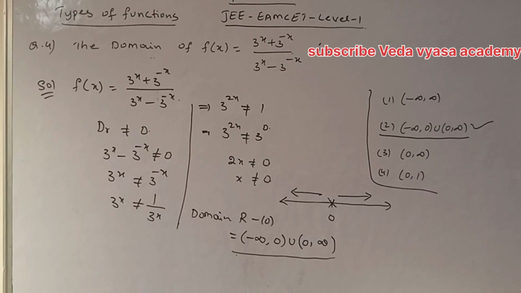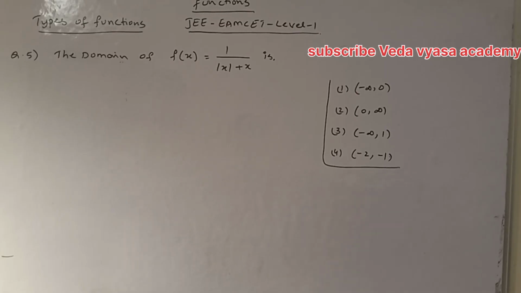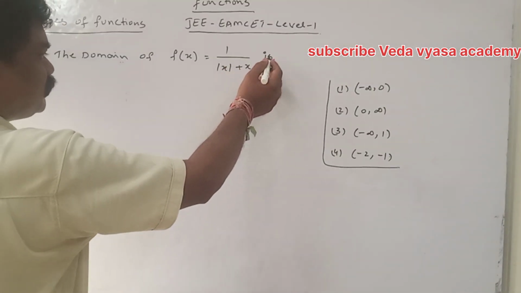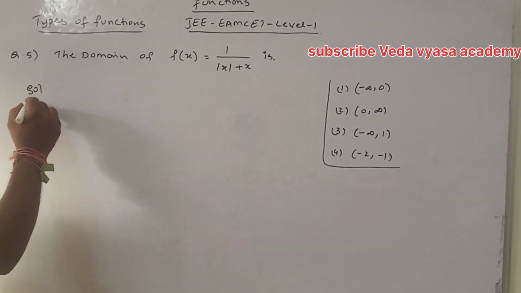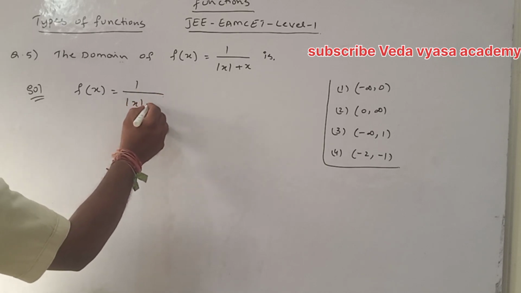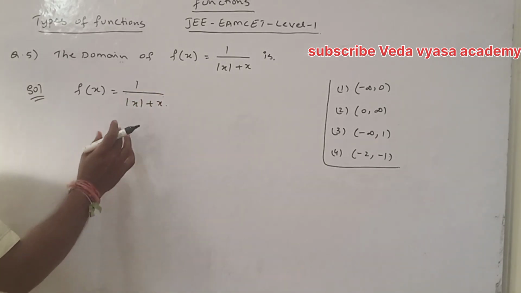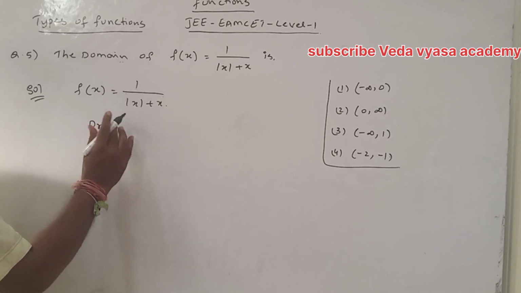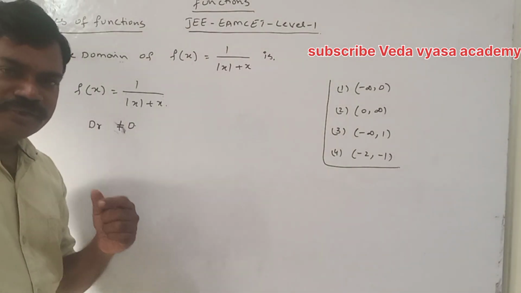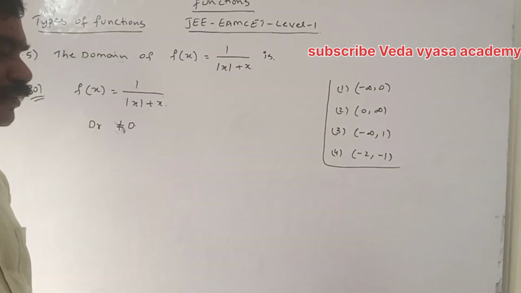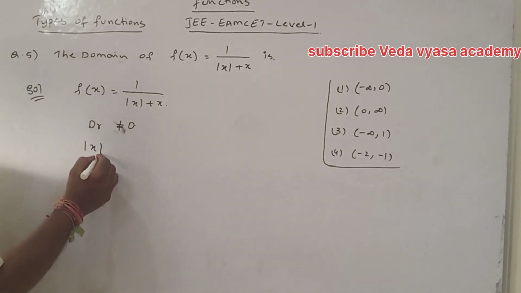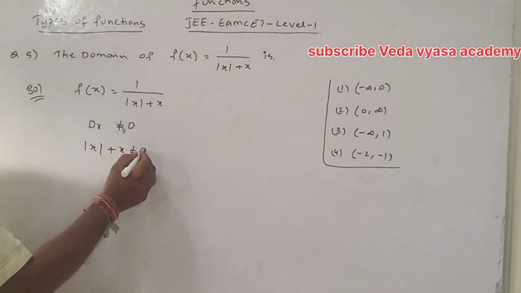Here one more problem on functions. The domain of f of x is equal to 1 by (mod x plus x) is. So here we have given f of x is equal to 1 by (mod x plus x). Here denominator not equal to 0. If denominator equal to 0, this is not defined. So we have mod x plus x not equal to 0.